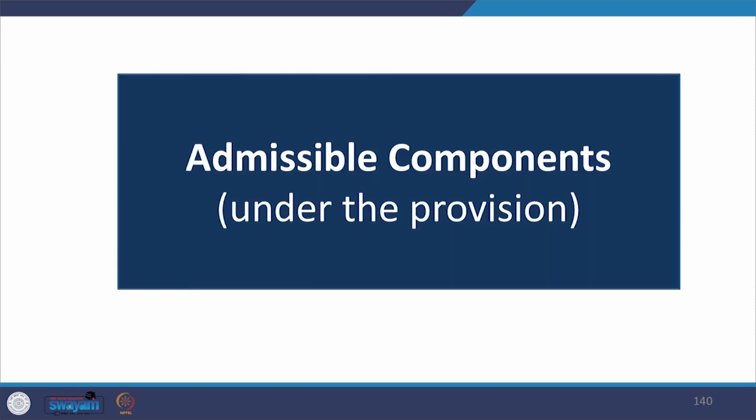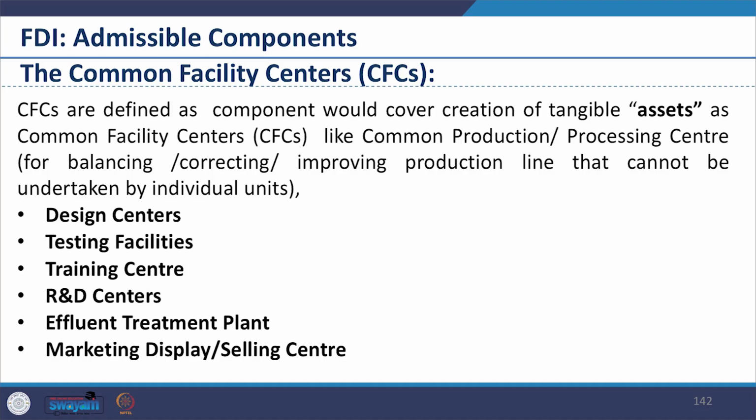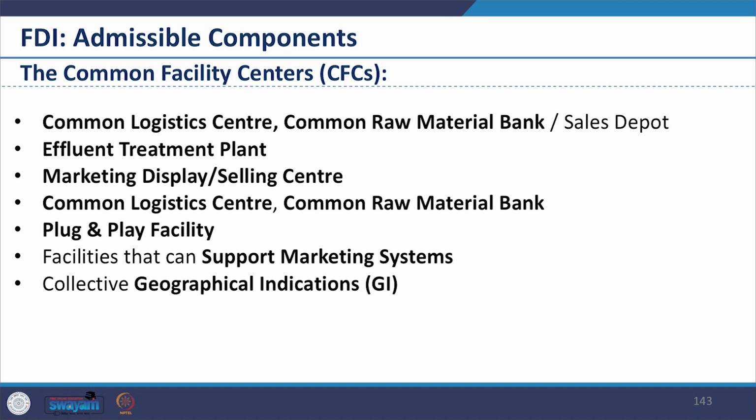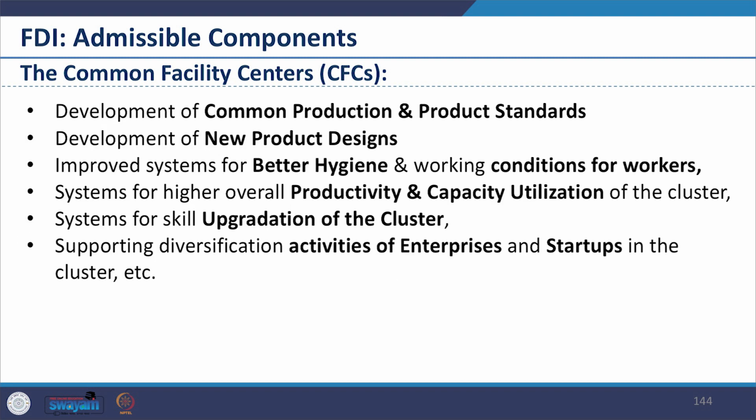So moving on, let us see the different admissible components under the provision. The first one is the Common Facility Center. Common facility centers are defined as the component which would create tangible assets as common facility centers. Examples would include common production and processing centers for balancing, correcting and improving the production line and so on. Others would include design centers, testing facilities, training facilities, R&D centers. So all these things would work as common and support all the industrial components which are there in the cluster. Others similar to this would include effluent treatment plants, marketing display, and all you can see in the list here.